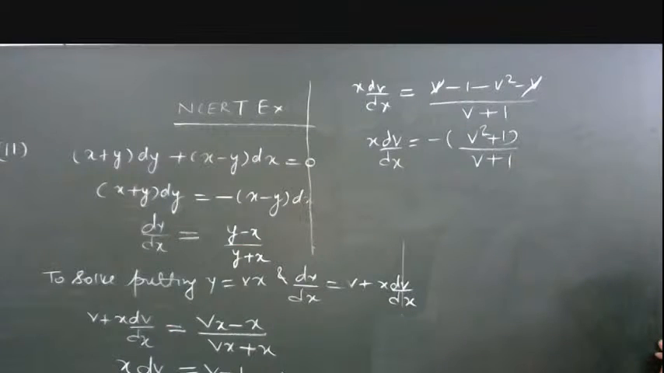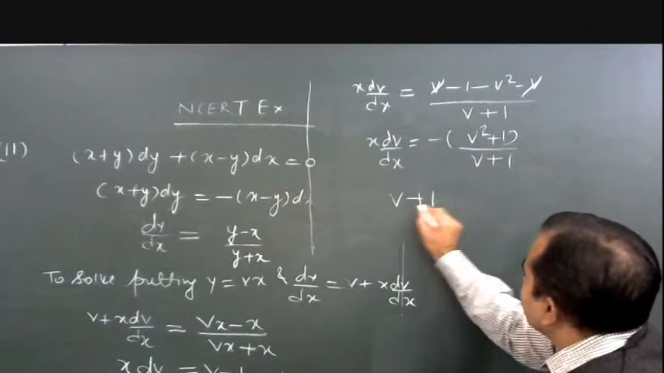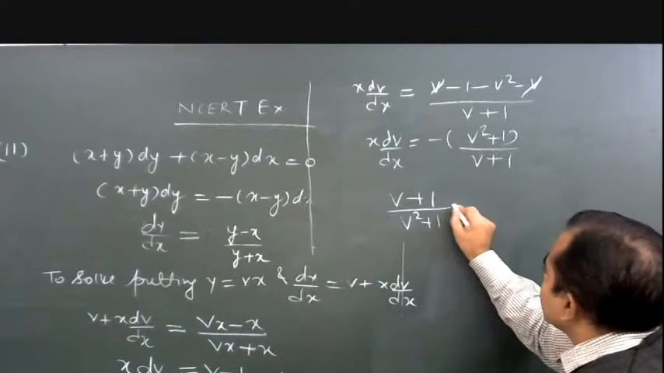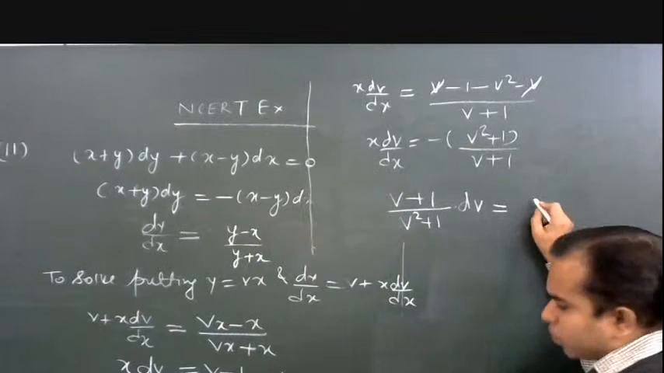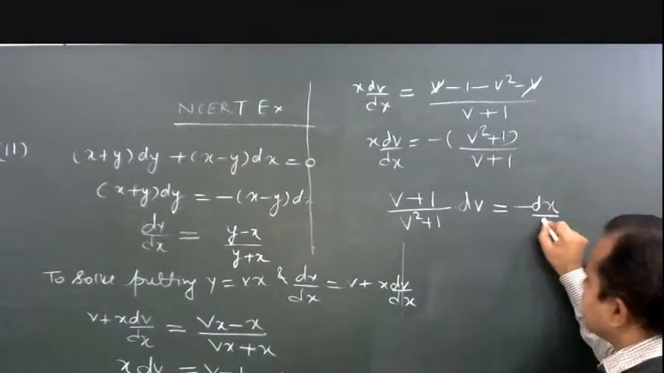Anjali Sharma, what should I write in the next line? Can you tell? v plus 1 upon v square plus 1 into dv is equal to minus dx upon x.